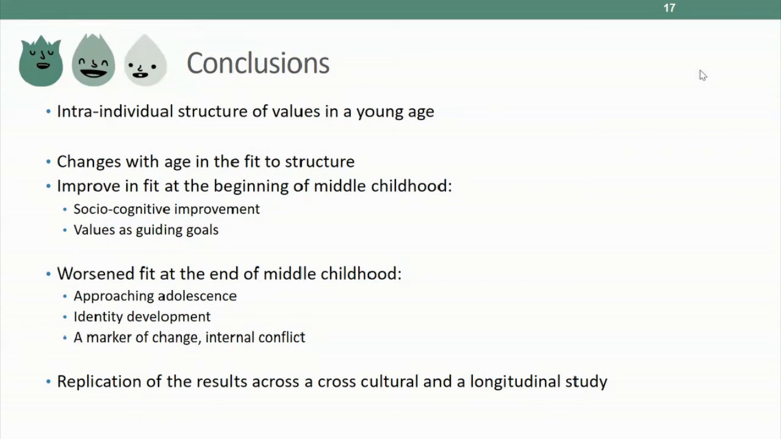These are the ages in which children start to value, especially openness to change values to a higher extent and conservation values less. So basically children approach adolescence and start valuing their autonomy, start valuing their independence, start valuing stimulation. This is driven by social as well as cognitive and even brain mechanisms that we know these days. So at this time, children start developing their identity. This is early adolescence, late childhood, somewhere in between. And we suggest that the decrease in fit might be a marker of this change.